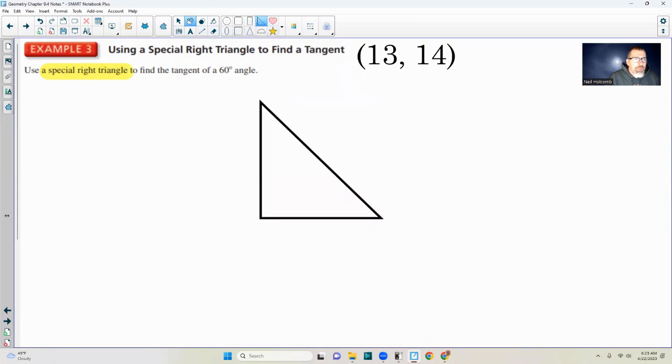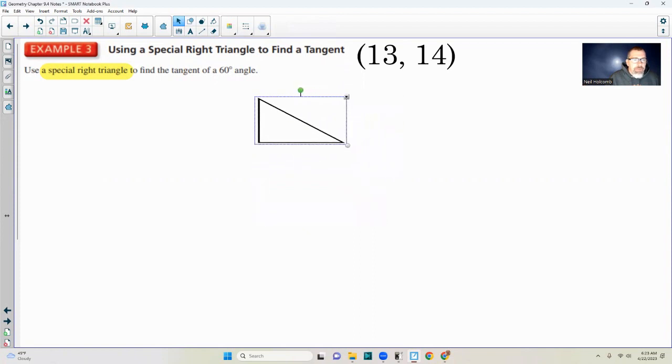Okay, so let's just do this. And let me just rearrange it a little because that looks like, okay, so here we go. So if this is 30 degrees here, and this is 90, and this is 60 degrees.